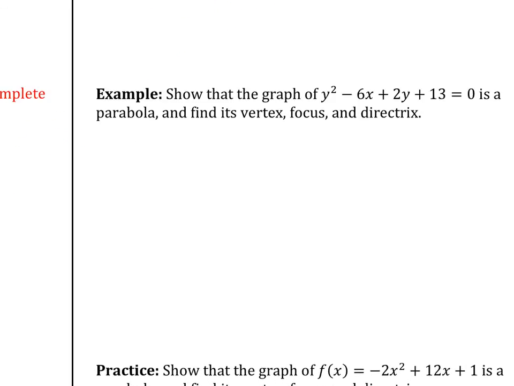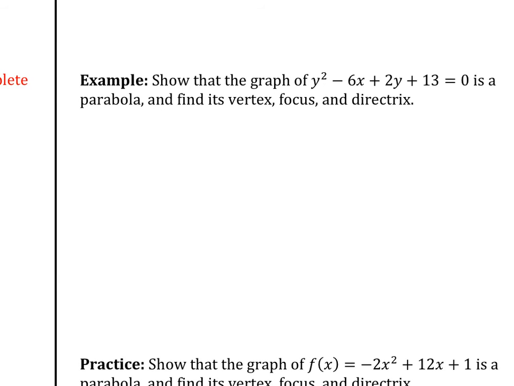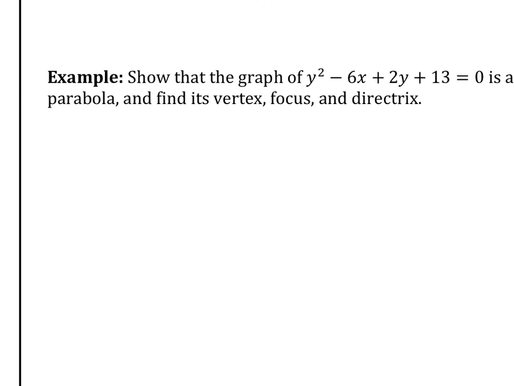All right, key skill: complete a square. So this is basically in the general form that we talked about at the very beginning of class. We're going to show that this is a parabola, and we're going to do that by completing a square. And then from the vertex form, we're going to find the vertex, focus, and directrix. All right, complete a square.